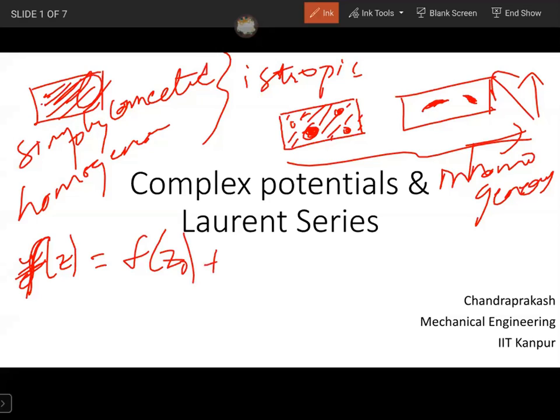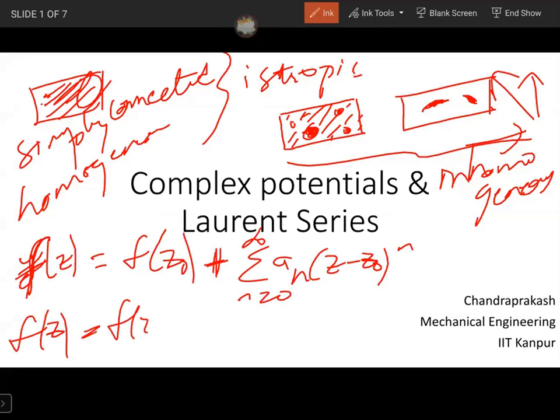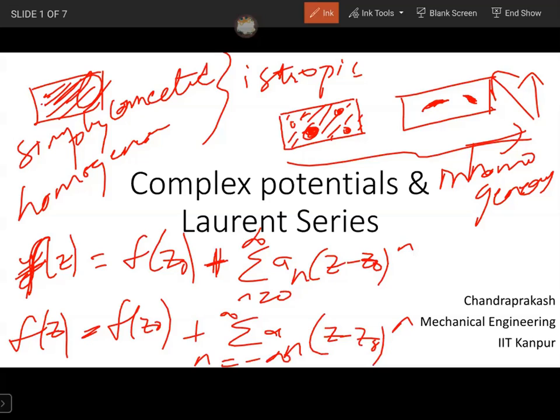I can write it locally. I can expand this function as a power series, (z minus z0) to the power n, with n running from 0 to infinity. This is what we have said. Now when there are singularities, what people have come up with is that you can still expand your function so long as it is convertible to an analytic function, and instead of n running from 0, it will run from minus infinity to plus infinity. That is how you are going to deal with the singularities.